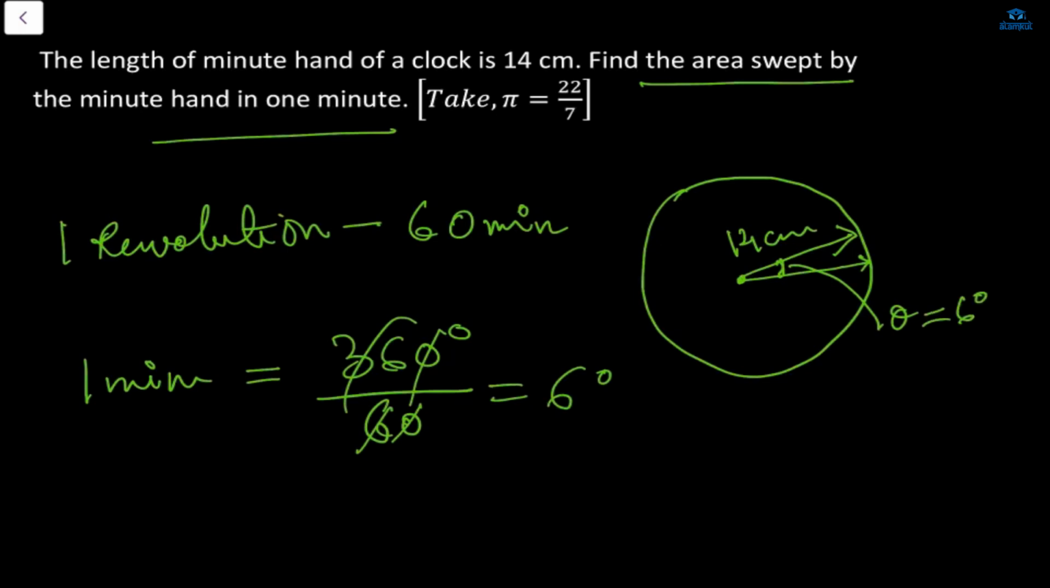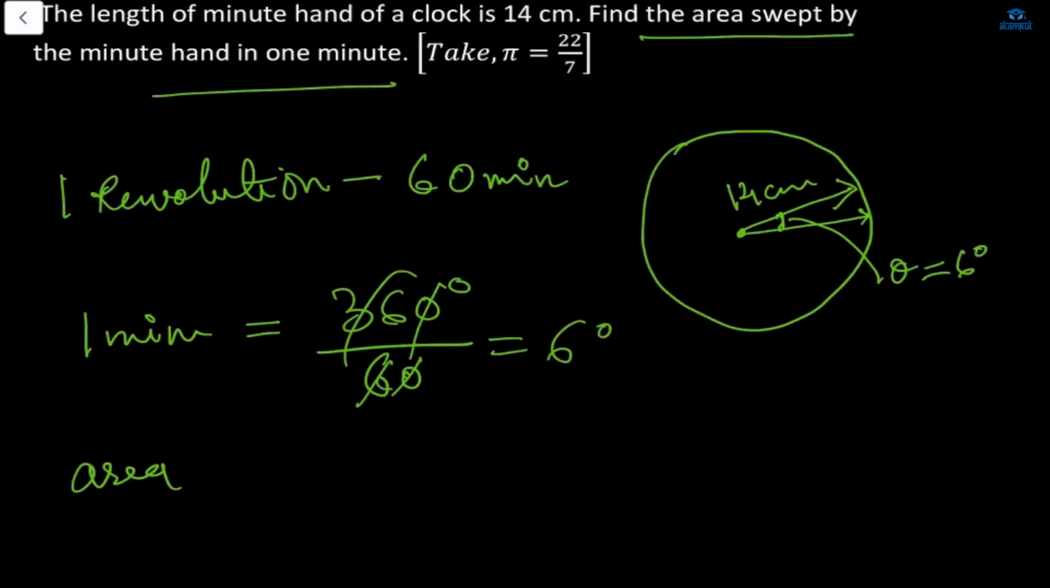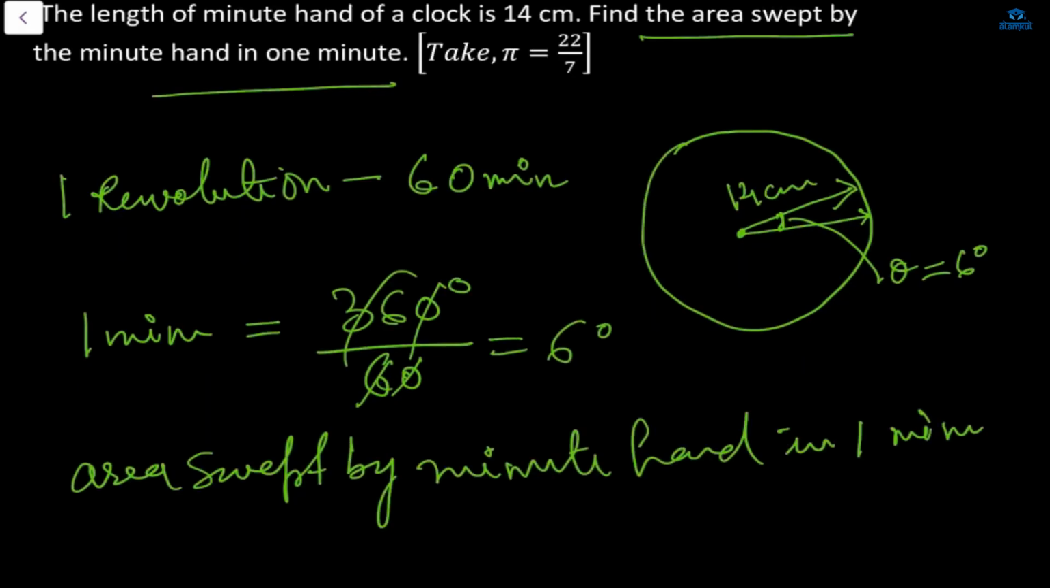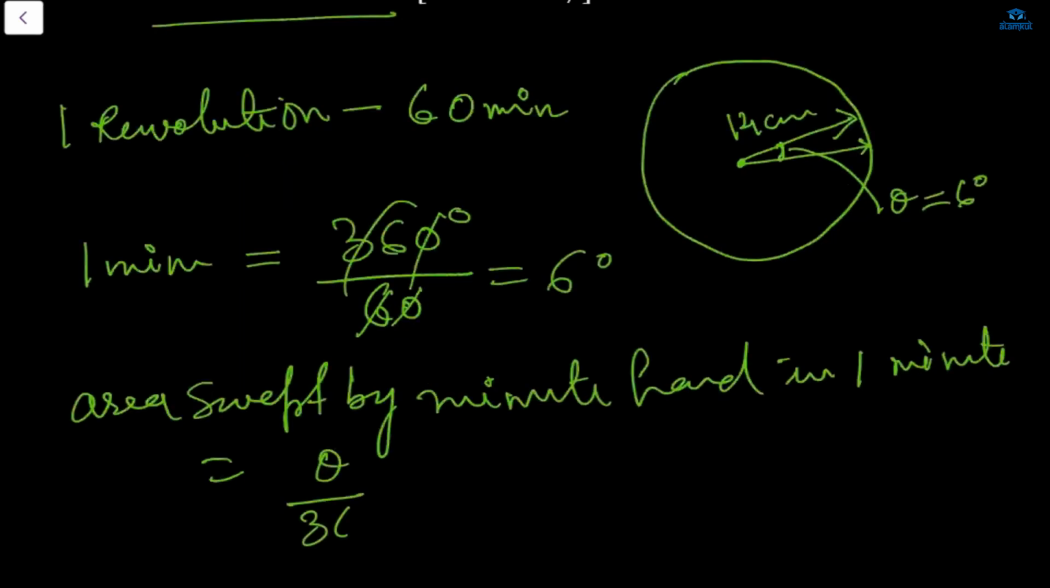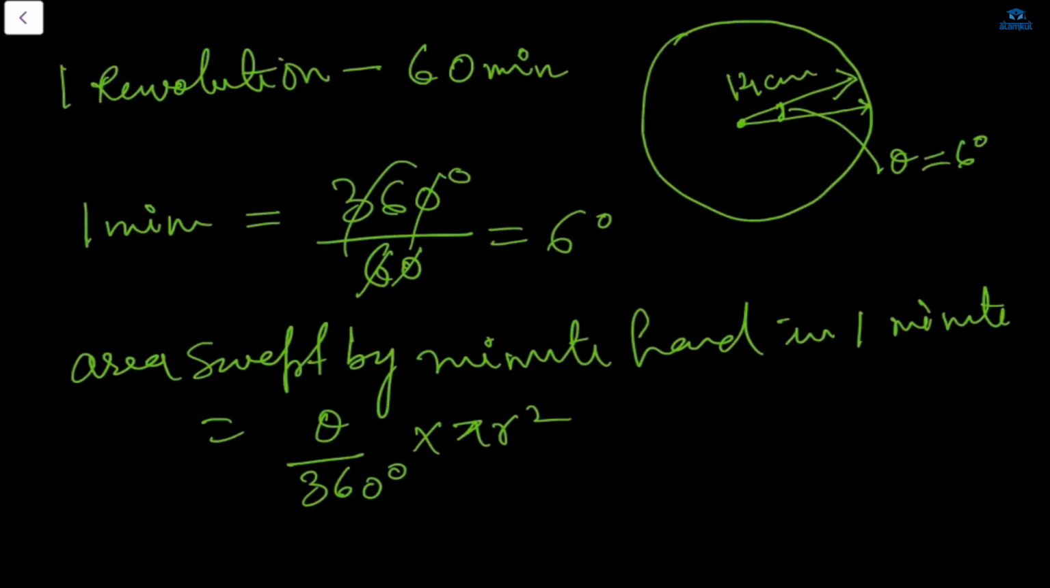Understood? Now the area swept in 1 minute will be equal to what? Theta upon 360 degree into pi r square. Shazan, this is the formula I just discussed, which we discussed for the sector first. For any part of the circle, if you're finding the area, this formula is going to work, where theta is the angle that it is making at the center, upon 360, the complete angle of a circle, into pi r square.